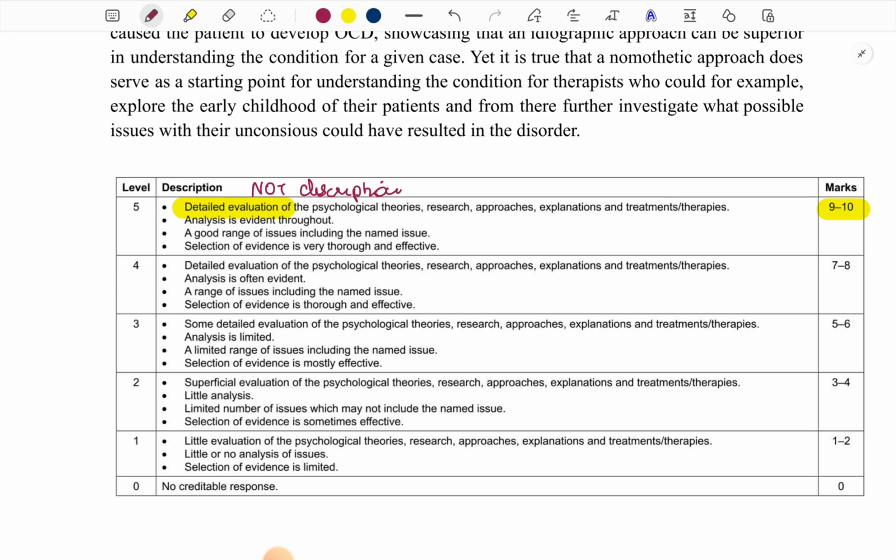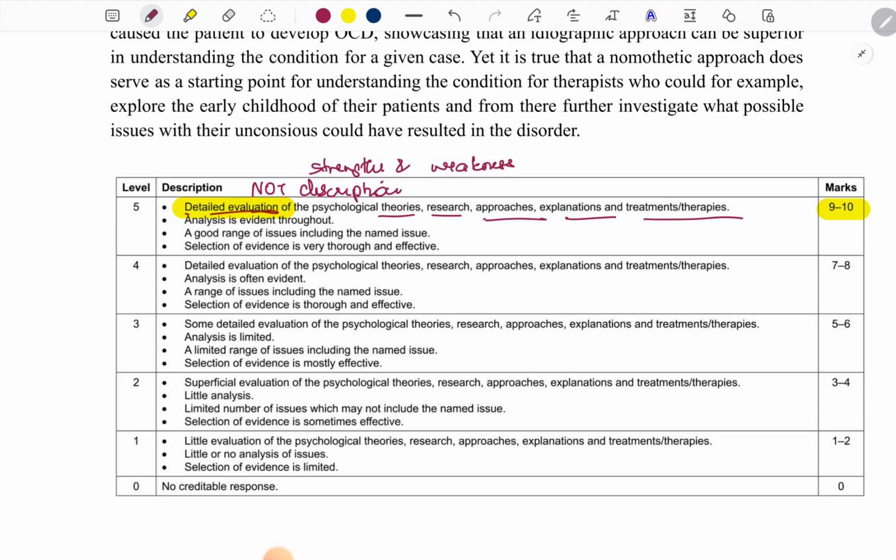They've clearly asked you for an evaluation of the theories, research, approaches, explanation, therapies, no matter what it is. So if you're doing clinical, it's going to be treatment, therapy, explanation. If you're doing consumer, it is going to be theories, research, lot of researches in consumer. So whatever they have asked you for, you have to evaluate it. Evaluate simply means strengths and weaknesses. It definitely does not mean description.